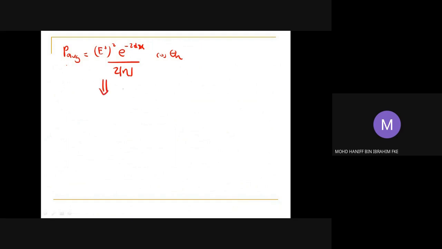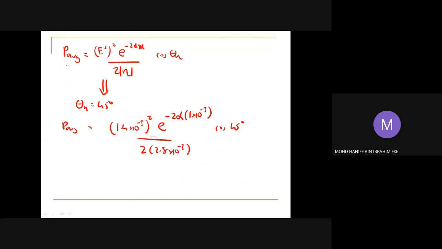So for the case of good conductor, which is reflected by our question just now, simply we can say that theta equals 45 degrees. The E field amplitude just now is 1.4, so we have 1.4 milli squared as the amplitude value, and exponential negative 2 alpha x, where x is 1 millimeter, 1 times 10 power of negative 3, cosine of 45 degrees, and 2 times the impedance amplitude, which is 2.8 times 10 power of negative 3, which has been calculated earlier.